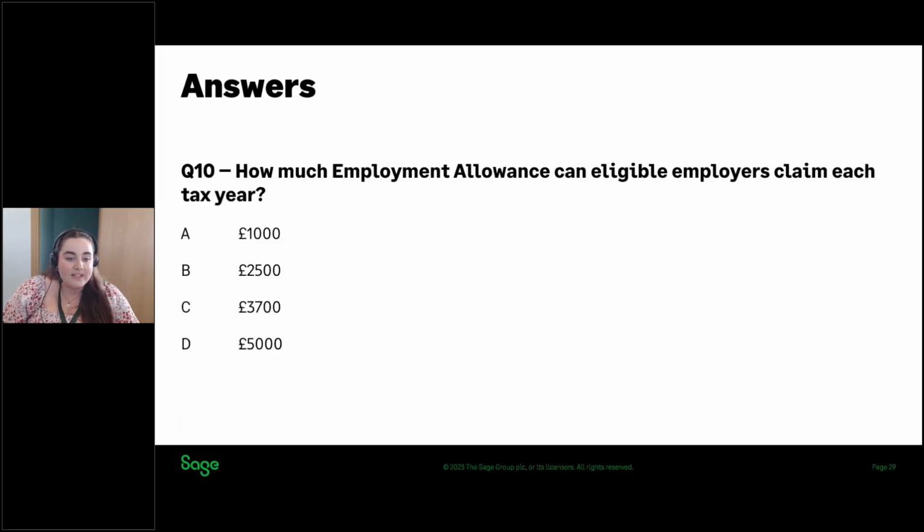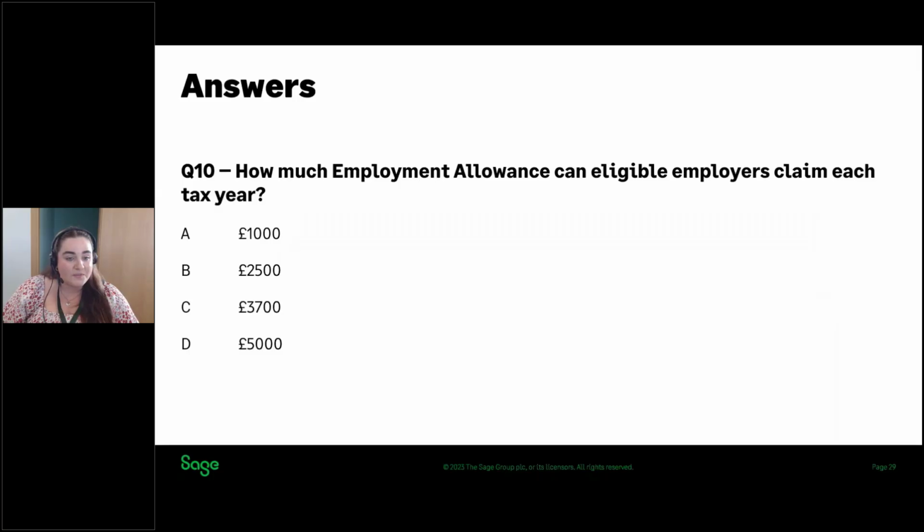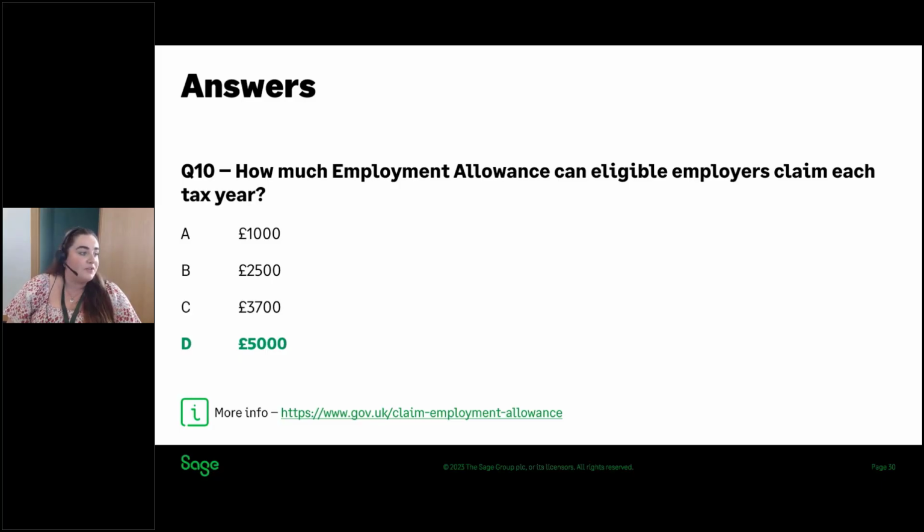And question number 10, let's see what you thought there. So 83% of you have said £5,000, 8% 3,700, 4% 2,500, and 5% £1,000. And let's reveal what the correct answer is. So 83% of you got that right. So it is £5,000. Well done to those of you who got that right.